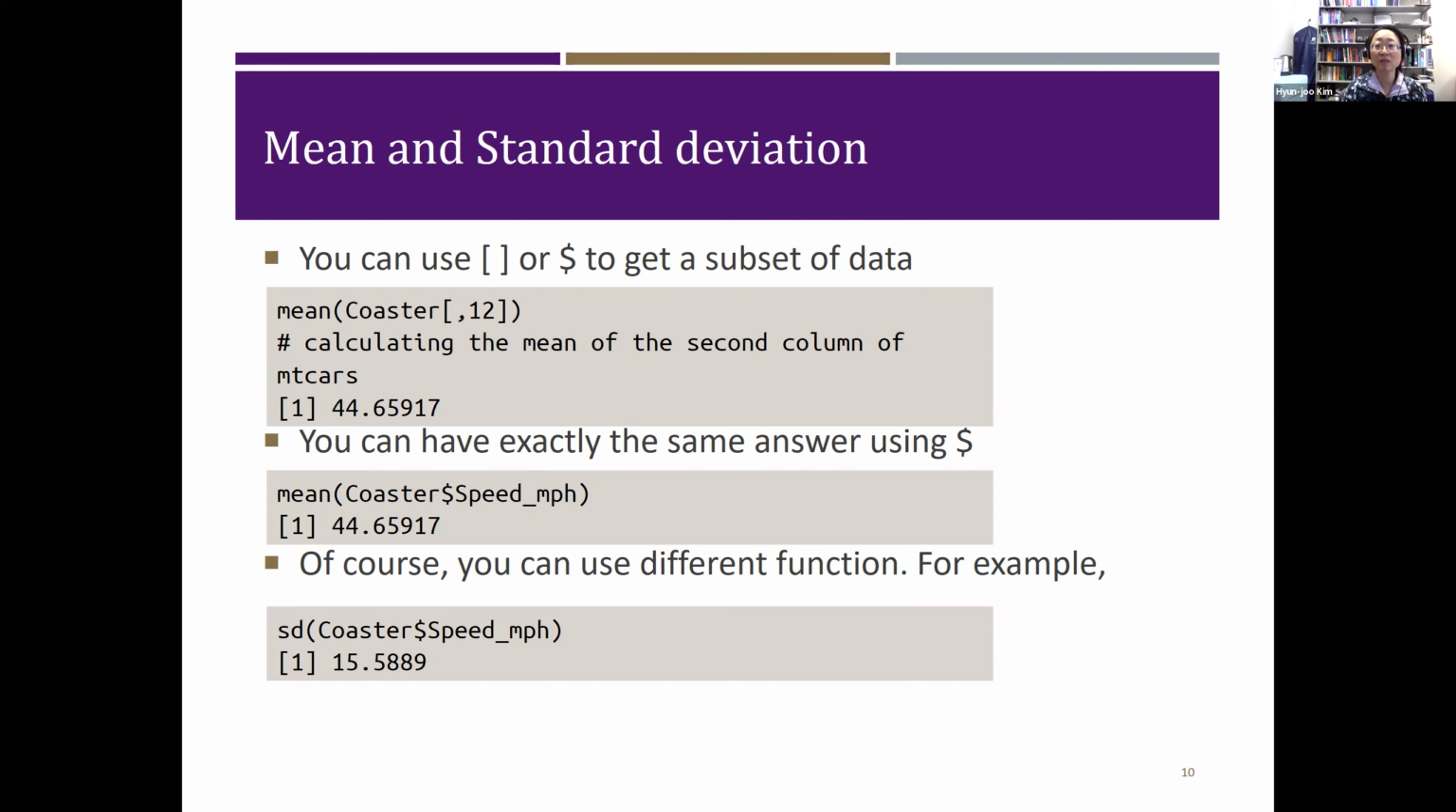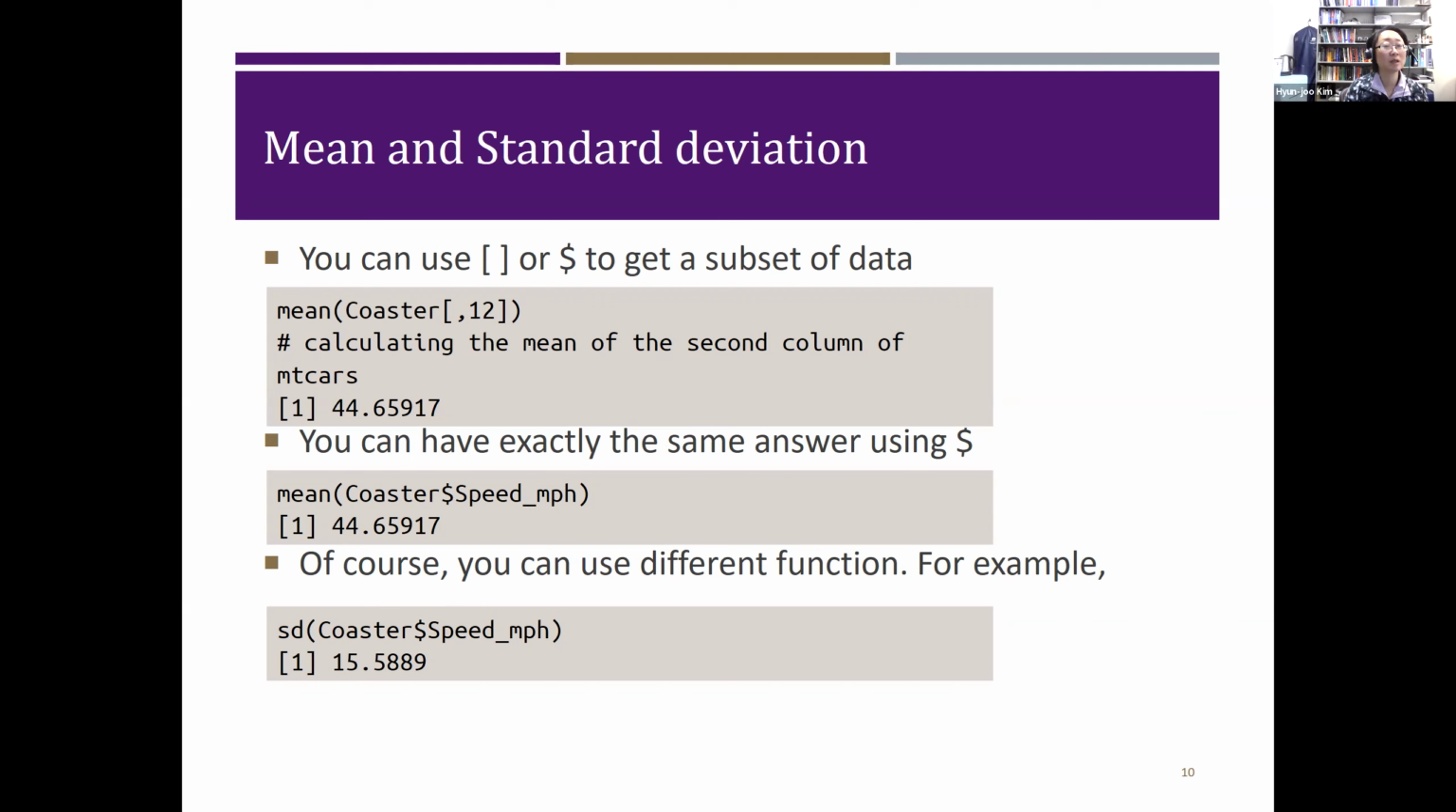Notice that the inside of the bracket has space for two numbers separated by a comma. The first number is for the row, and the second number is the index for the column. If you leave the space blank, it will keep everything for the blank location. Here, empty, comma, 12 means all row values for the 12th column, which is actually the speed of the roller coaster.